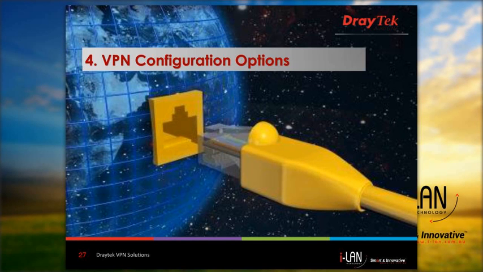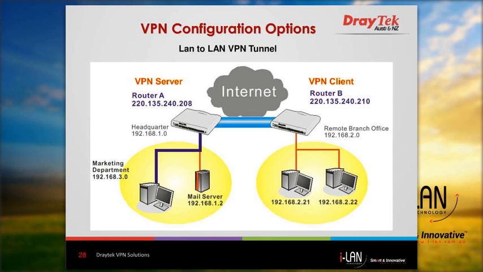So now I'll just quickly go over some configuration options for the various types of VPN tunnels. So the most common case is that you may want to securely connect two networks via VPN, such as a remote branch office to the headquarters. So one requirement is that the two network LANs should not have the same network address. So they're going to have unique IP subnets.